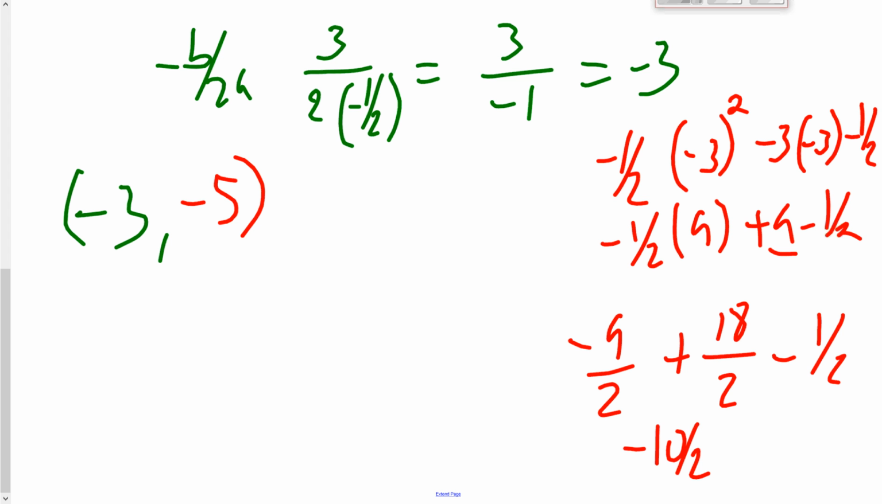Sorry about that, my little adding here. Negative 9 plus 18 would be a positive 9. So a positive 9 halves, and then minus 1 would be 8 halves. So that is 4. So negative 3, 4 would be our vertex for number 25.